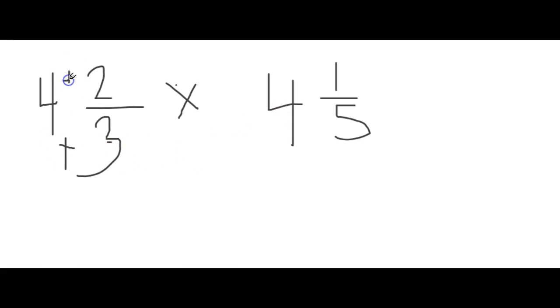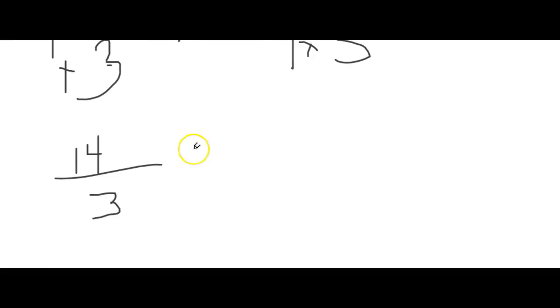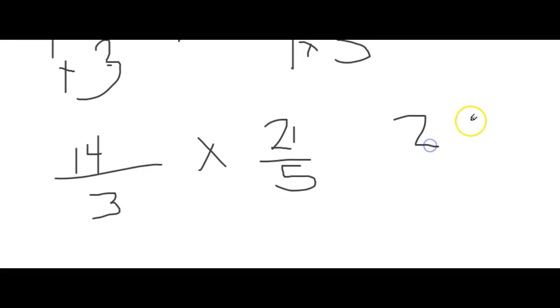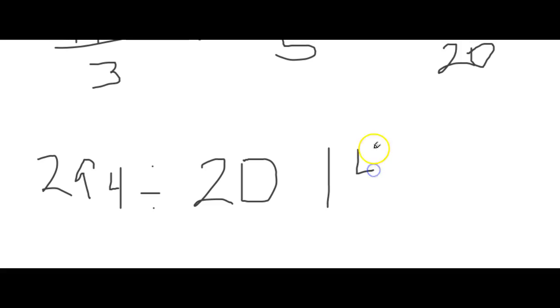Times, plus. 4 times 3 gives you 12, plus 2 gives you 14 over 3. 4 times 5 gives you 20, plus 1 gives you 21 over 5. Now we have 14 times 21, that's 294 over 20. Now I'm going to do 294 divided by 20 to see what it gives me, and that gave me 14.7. So I know that the closest whole number is going to be 14.